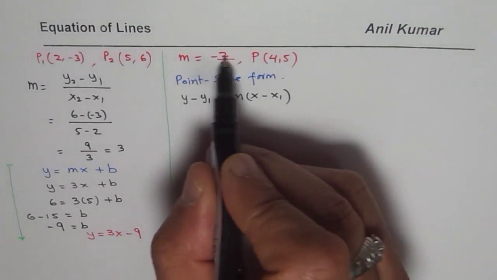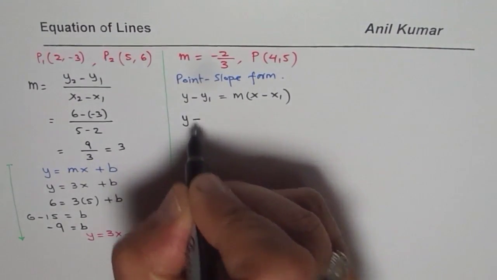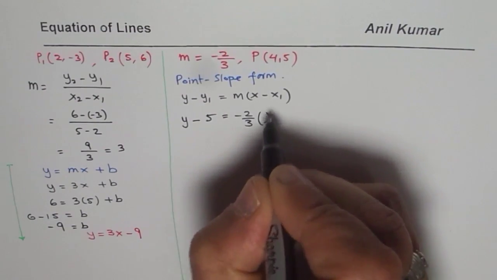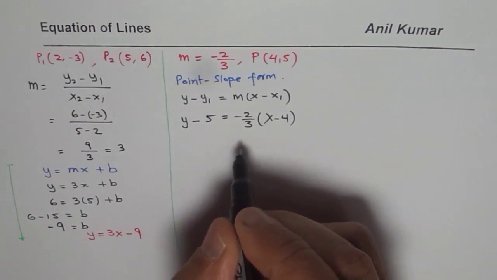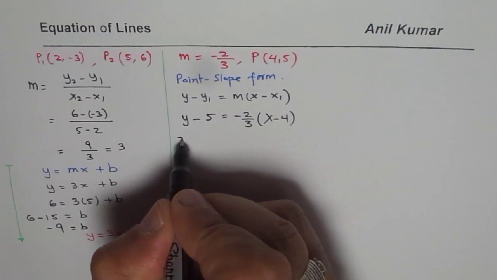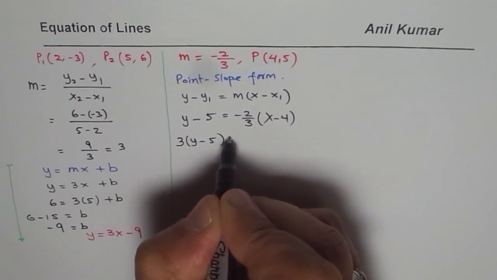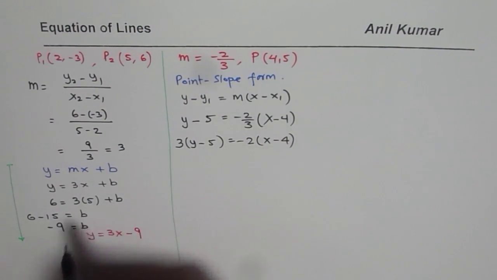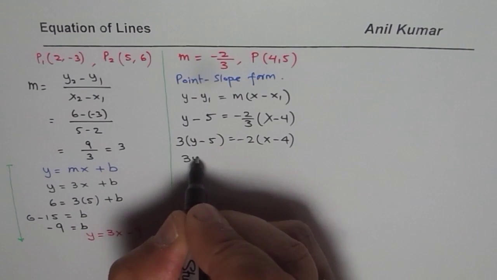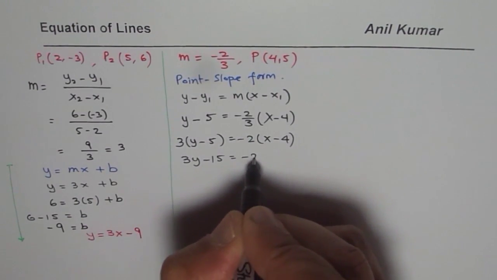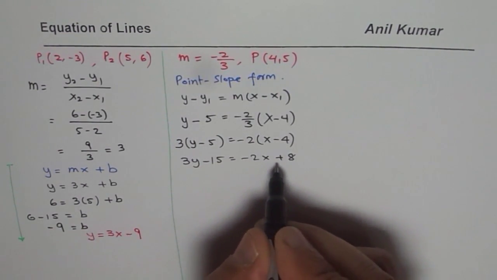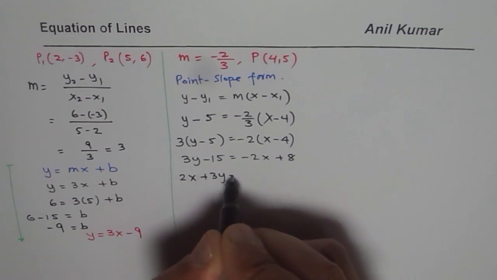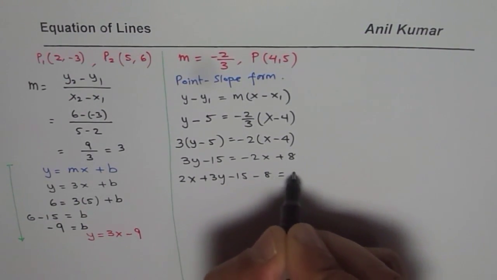Point is 4, 5, slope is minus 2 over 3. So we'll write y minus, y value is 5, equals slope minus 2 over 3, times x minus 4, x value is 4. Cross multiply, so 3 times y minus 5 equals to minus 2 times x minus 4. Open the bracket, just as we did here. Open the bracket. 3y minus 15 equals to minus 2x plus 8. Now bring all the terms together. So we have 2x plus 3y minus 15 minus 8 equals to 0.